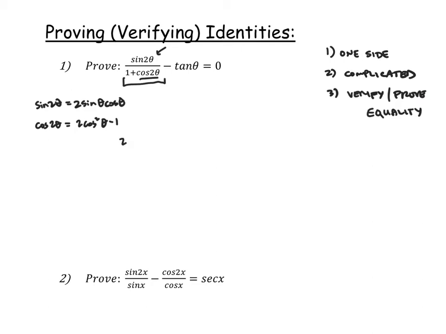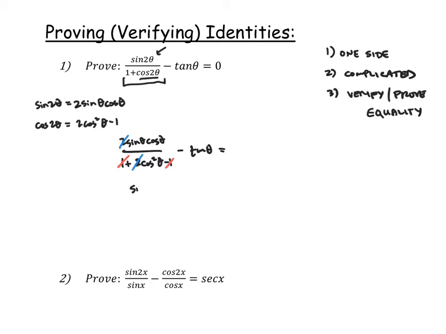So let's do that. 2 sine theta, replacing it in the numerator, cosine theta. Denominator, 1 plus, replacing cosine 2 theta with 2 cosine squared theta minus 1. Okay, I'm just working the left side, sorry. I'm going to show that the left side equals 0. So what you'll notice then is that the 1's reduce. You'll also notice that the 2's reduce after that.